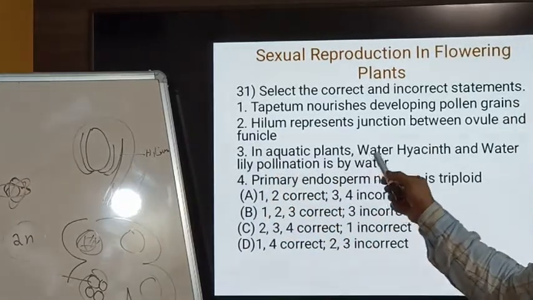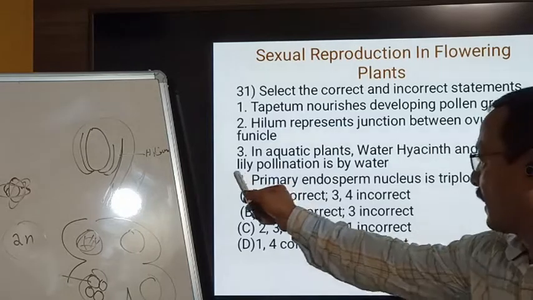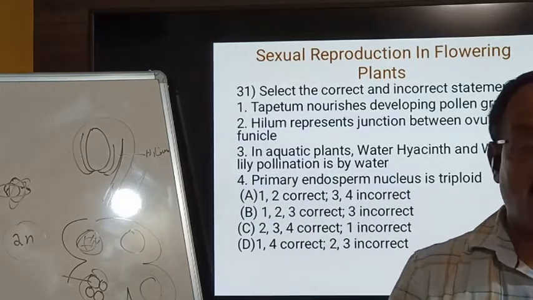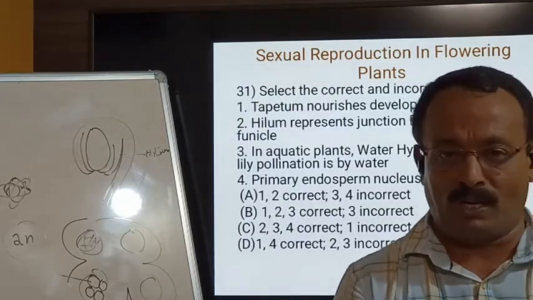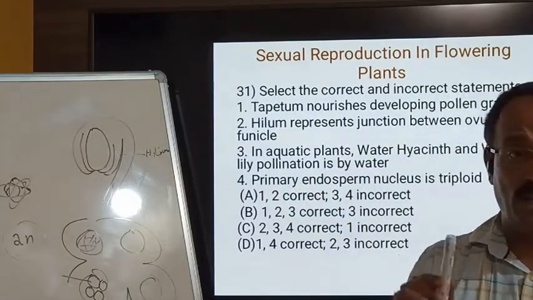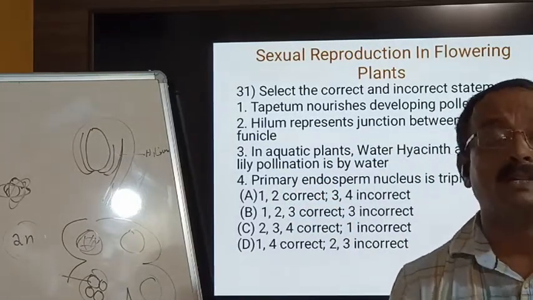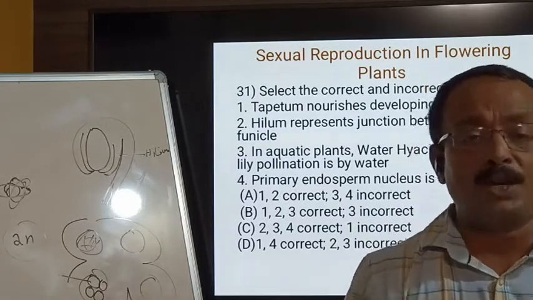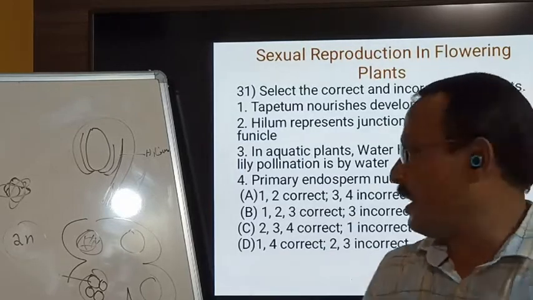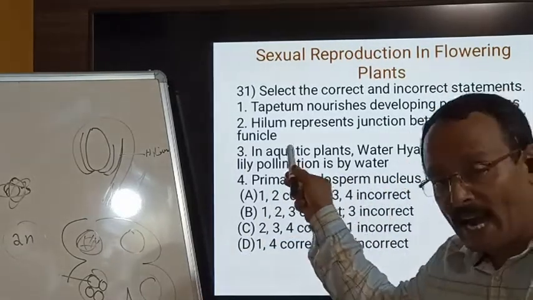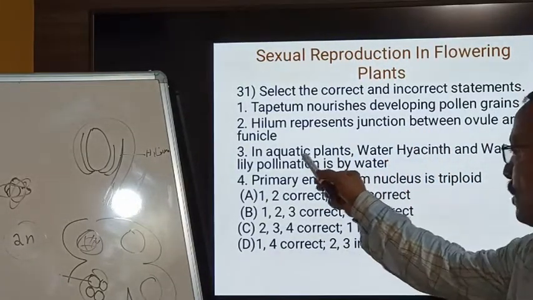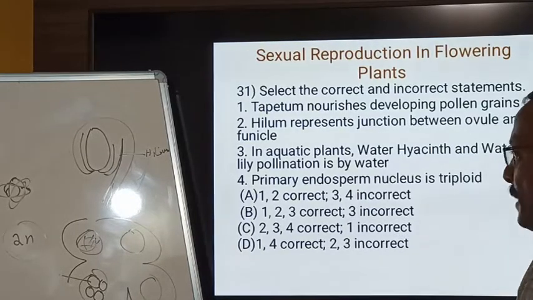In aquatic plants like water hyacinth and water lily, pollination is by water. No. All aquatic plants do not show pollination through water. In water hyacinth and water lily, they produce flowers which emerge out of the water, and pollination obviously takes place by wind or by some insect. So though they are aquatic plants, pollination will not take place through water. So the third statement is an incorrect statement.